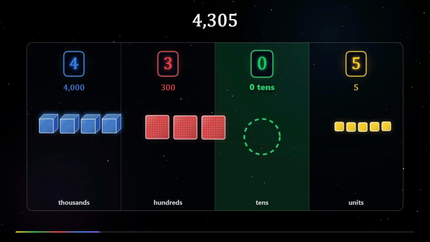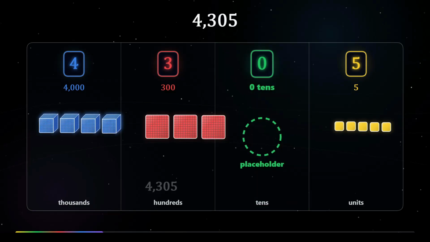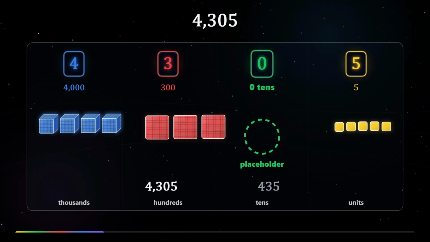The tens column is empty, but it must stay there. That 0 is a placeholder. It holds the tens place open, so the other digits stay in the correct positions. Without the 0, 4,305 could look like 435.